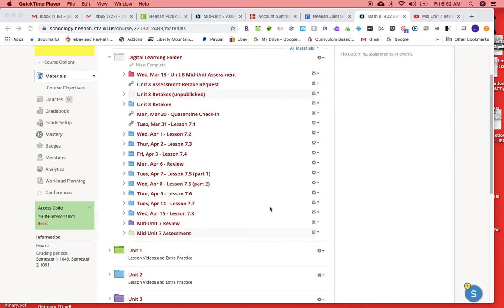Today, you'll be taking your mid-unit 7 assessment, and that'll be coming live later this morning, but I just wanted to share with you a few things that should help you along the way, and I really want you to do these things prior to the assessment if you haven't already.